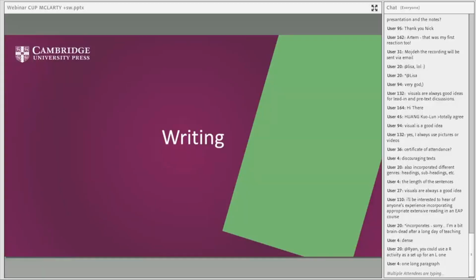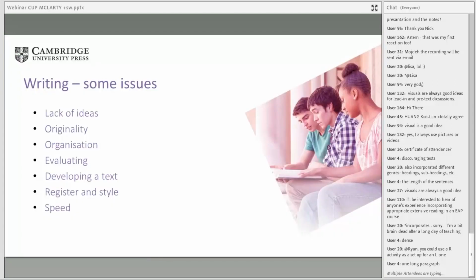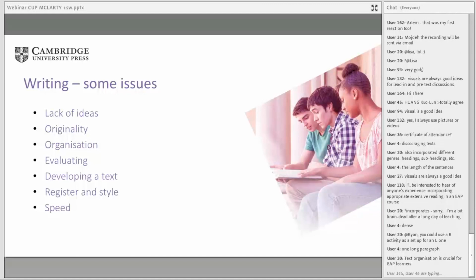So we've touched on reading, we've touched on listening and speaking. We'll just finish with a brief overview of writing. And again, dealing with the students that we deal with at the moment. So we're talking about classes of 18 to 20, age range, as I say, late teens, early 20s.